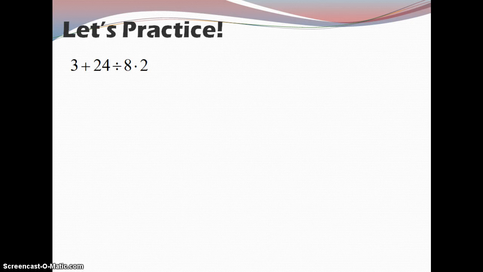So let's start by doing a couple of examples here. If you need to pause the presentation to go back and look at the steps on the previous slide, feel free to do that. It's a good idea probably to write those steps down as we go through these problems. So looking at the first problem, we have 3 plus 24 divided by 8 times 2.